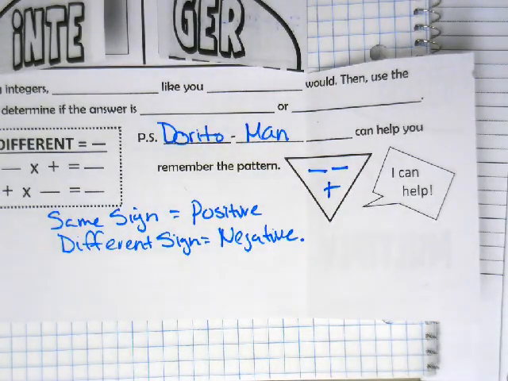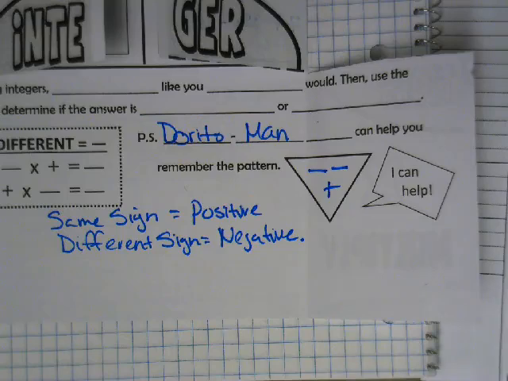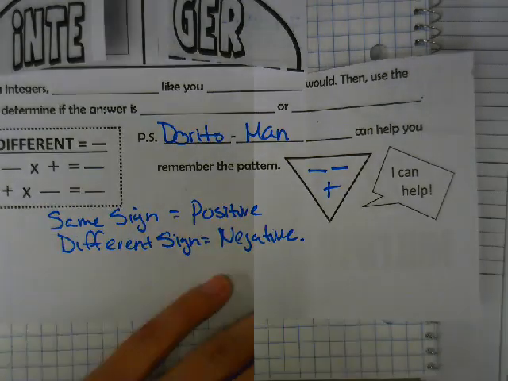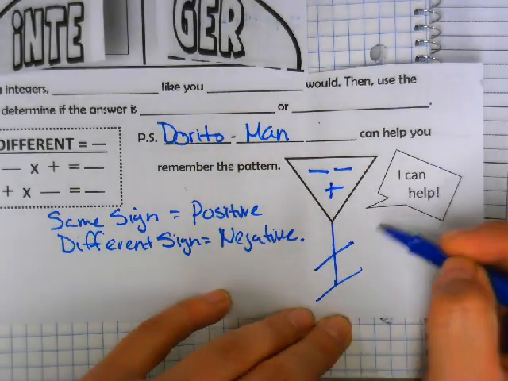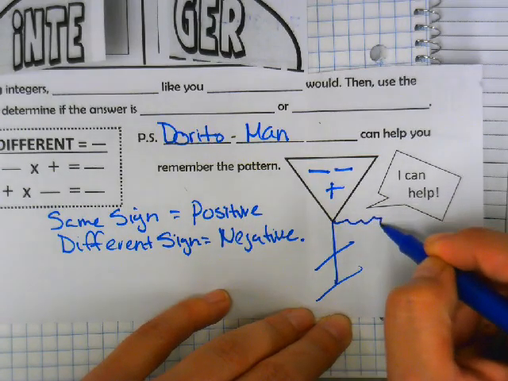So, Dorito Man can help you with multiplying and dividing. So, it's like, with a cape because it's like a superhero.